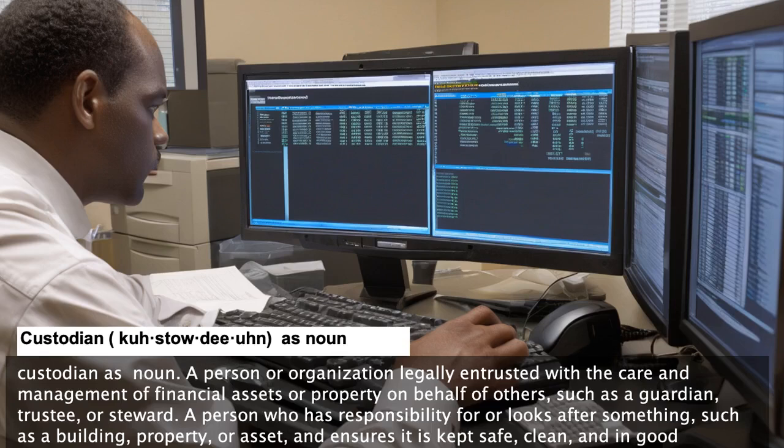Custodian as noun. A person or organization legally entrusted with the care and management of financial assets or property on behalf of others, such as a guardian, trustee, or steward. A person who has responsibility for or looks after something, such as a building, property, or asset, and ensures it is kept safe, clean, and in good condition.